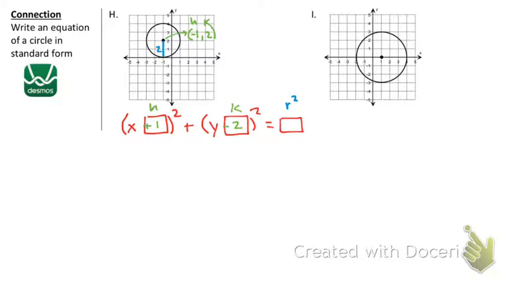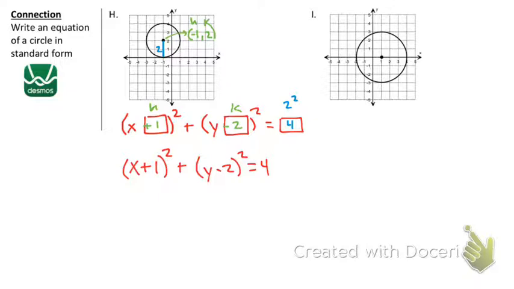So that means my radius is actually going to be 2 squared. So my r is 2, and then when I square it, I get 4. So I now have my equation of the circle. It's x plus 1 squared plus y minus 2 squared equal to 4. And that is your equation of the circle.